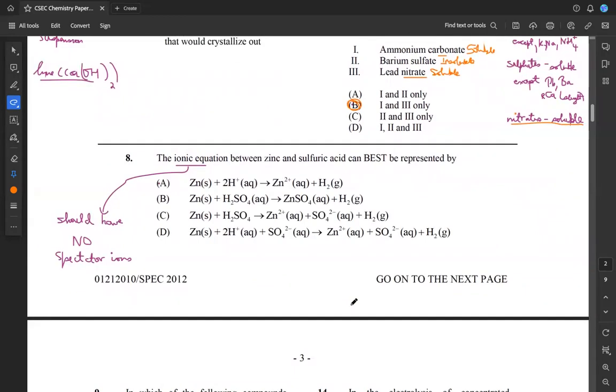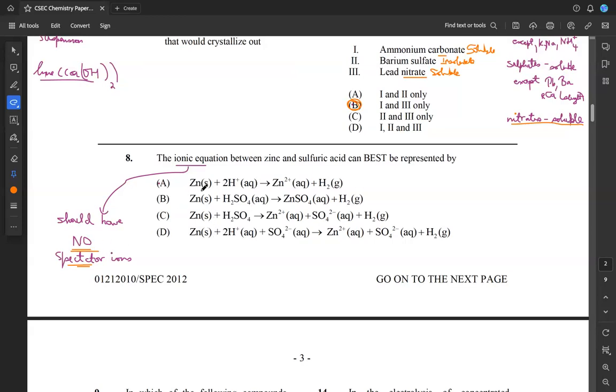So question 8 says that the ionic equation between zinc and sulfuric acid can be best represented by which of these equations are ionic equations, right? So the key thing to remember here is that in an ionic equation, there should be no spectator ions. And what we mean by spectator ions is ions that don't change their charge when they move from the reactant side to the product side. They're literally in the exact same oxidation state. If that's the case, they're spectators, and if any equation has those spectators, it cannot be an ionic equation, okay? So we're looking for the equations here that have no spectator ions.